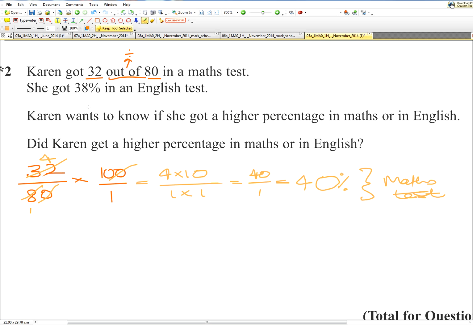Now it says English was 38%. So let's have a look. That's not going to be rocket science for us to compare. So we have 38% for the English test.